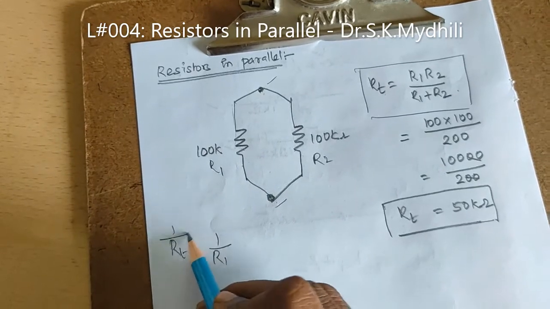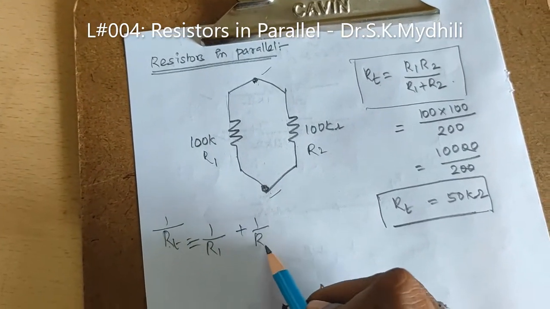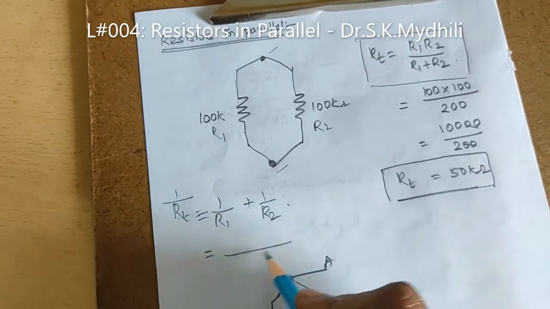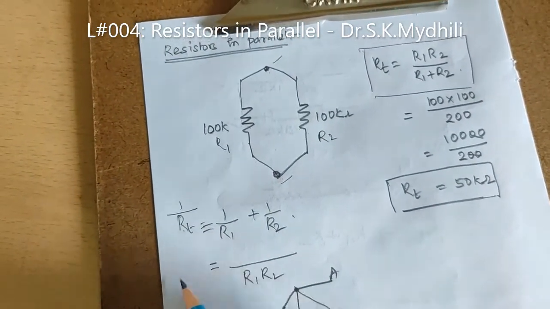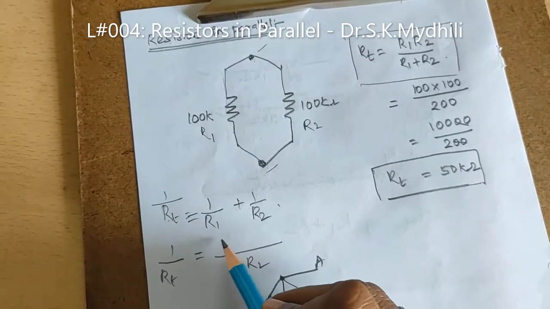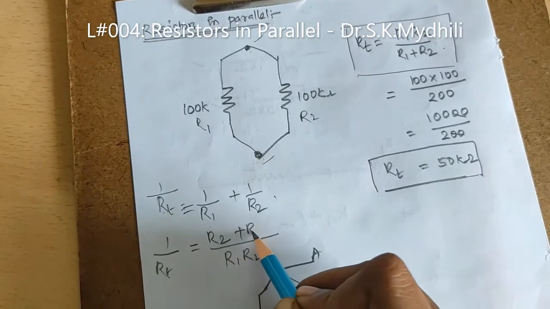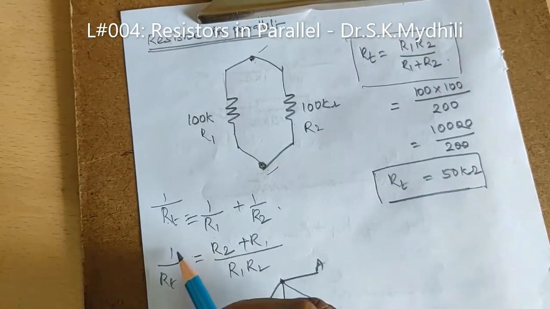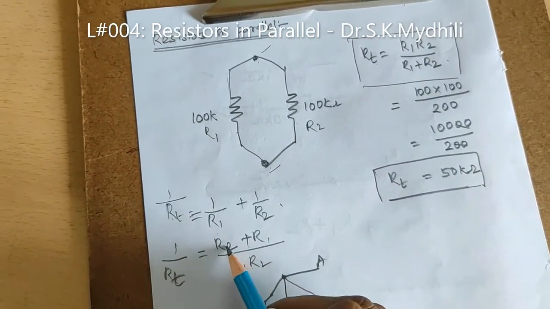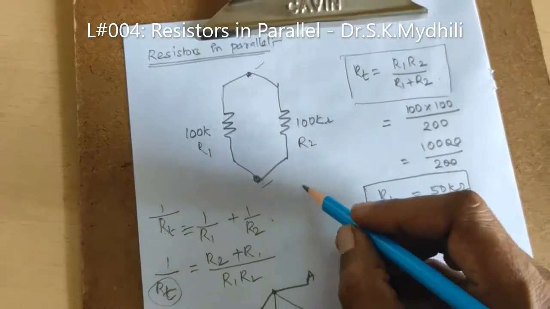To derive this formula, consider 1 by RT. Since the resistances are in parallel, we have to consider the reciprocal of the resistances. So we want to find 1 by RT, where RT is total resistance: 1 by R1 plus 1 by R2. However many resistances you are connecting, you can add such terms. Since here two resistances are connected, I am taking only 1 by R1 and 1 by R2.